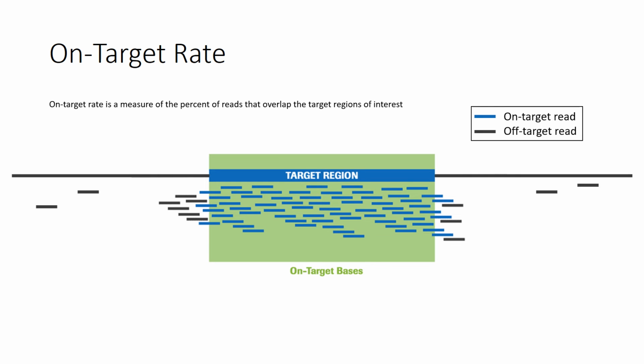So the target region of interest is in blue. This is surrounded by the green box. All of the blue lines are on target reads, even if they're not completely inside the target region of interest. So you want more of those blue reads, less of the gray reads. The gray reads are off target reads. And ultimately, the higher the on target rate, the less sequencing that is needed.